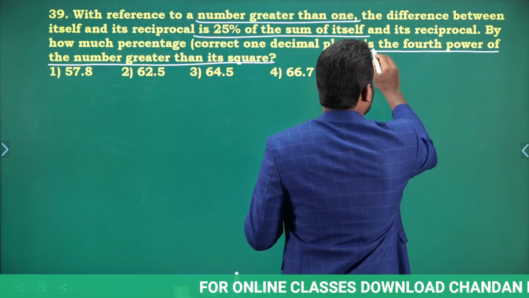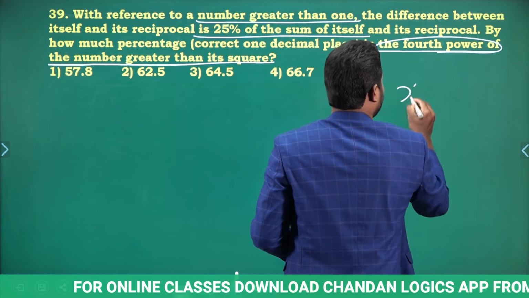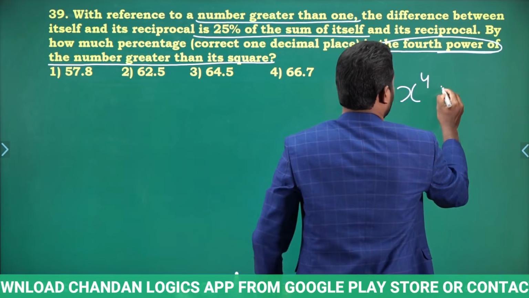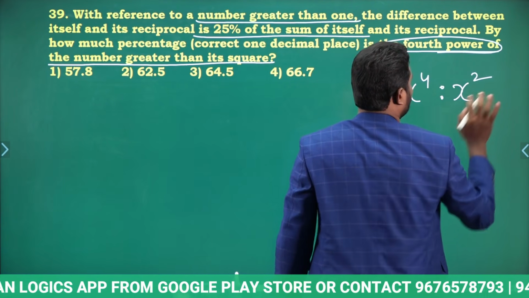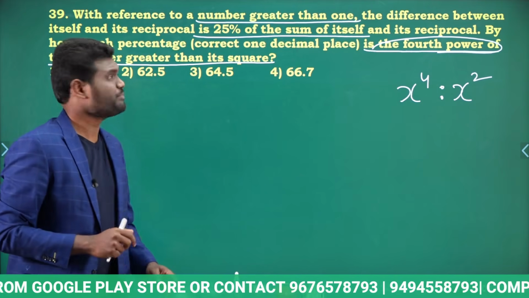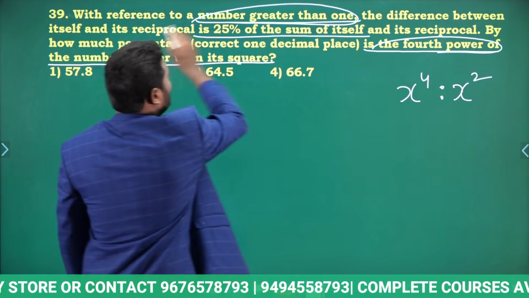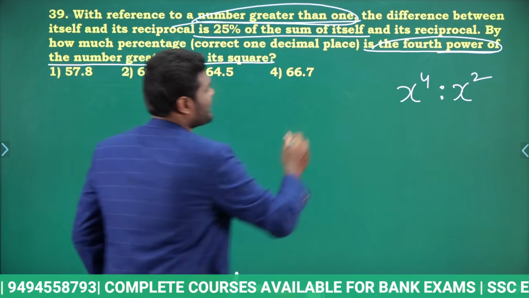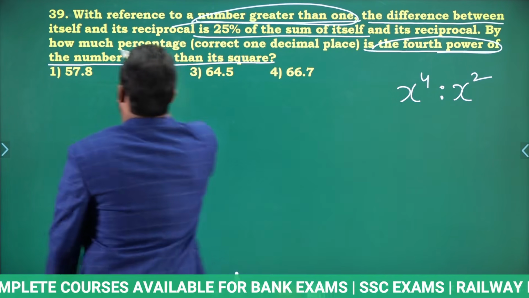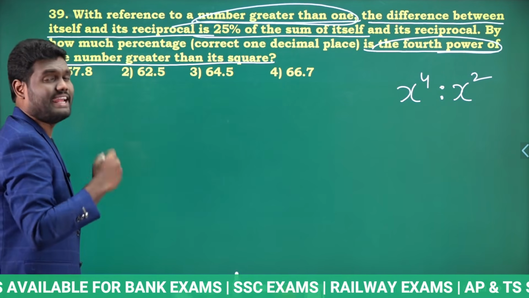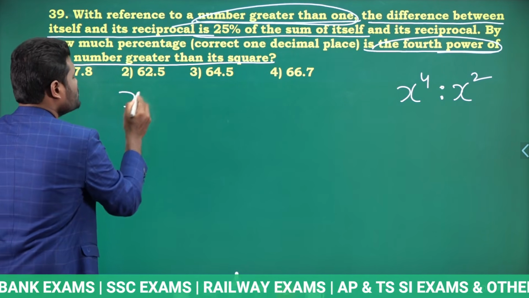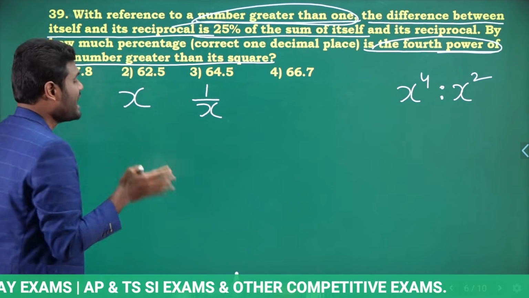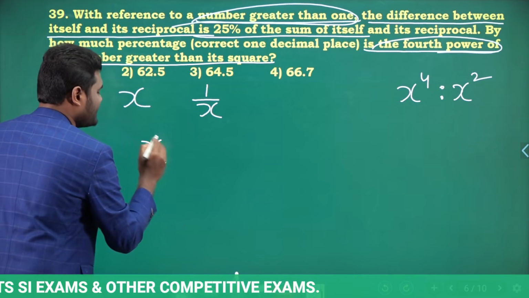Look here, what they need is the 4th power. 4th power means x power 4. 4th power of the number is greater than its square. So greater than its square means the square of the number. You need to find this. So what I will do is simply, as we do not know what that number is, we will assume the number as x. If I assume the number as x, the question is saying the difference between itself and its reciprocal. Itself and its reciprocal means if I assume the number as x, its reciprocal will be 1 by x. Yes or no?